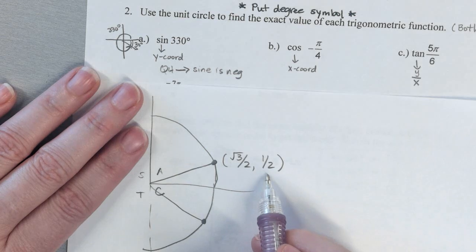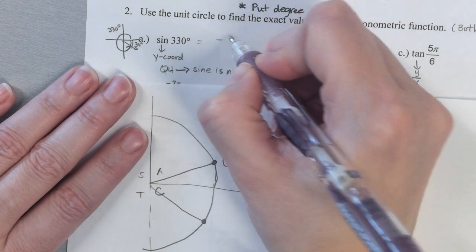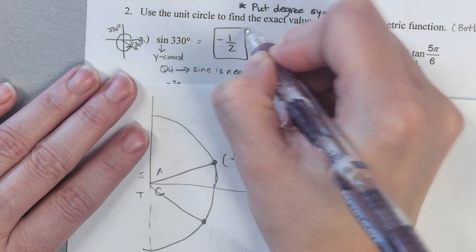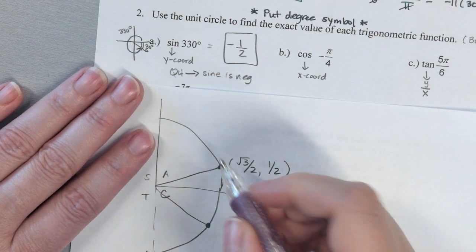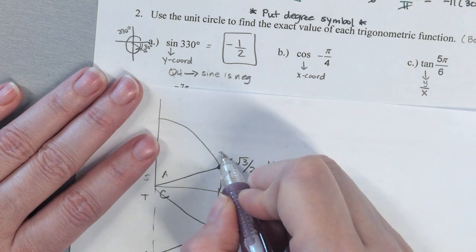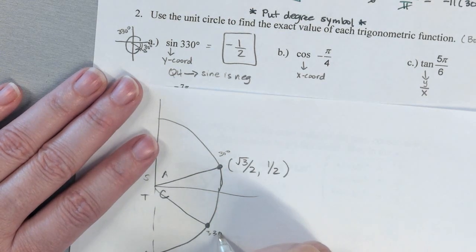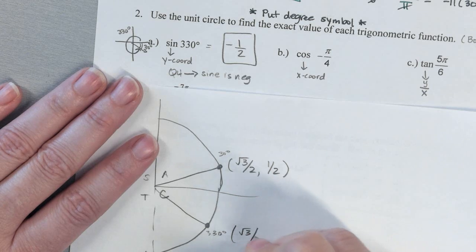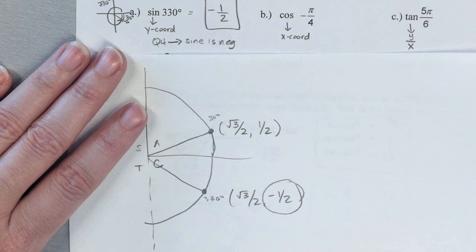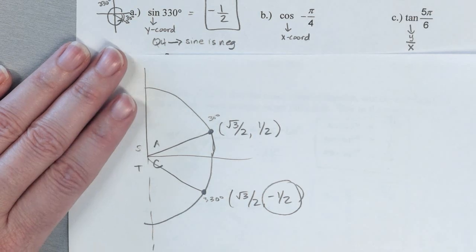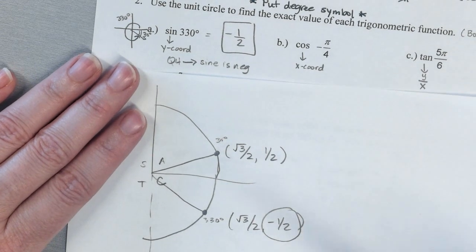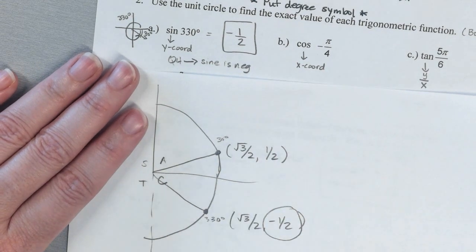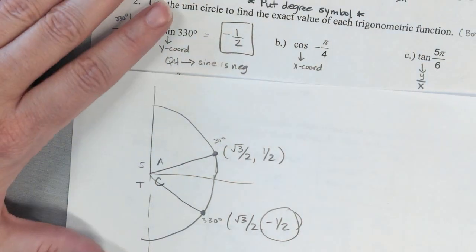So all we have to do is make that negative 1/2. Okay, so again, this is 1/2, so if this is 30 degrees at 330, this is root 3 over 2, negative 1/2, it's the y coordinate. Yes. And you can also just use the reference angle, which is exactly what we did in the last one.